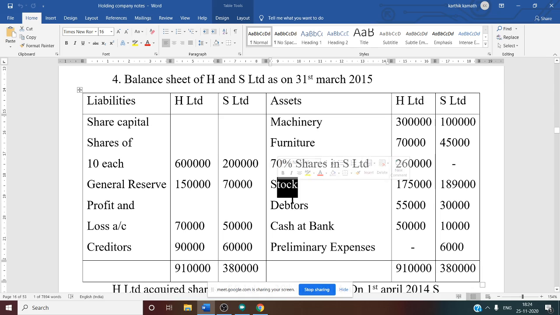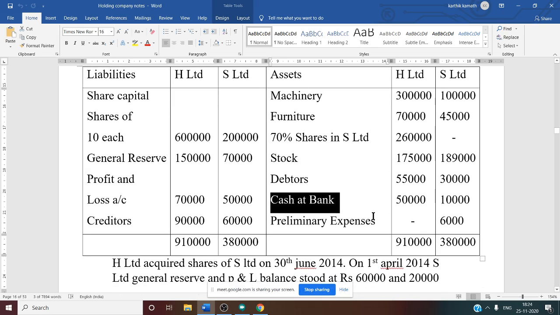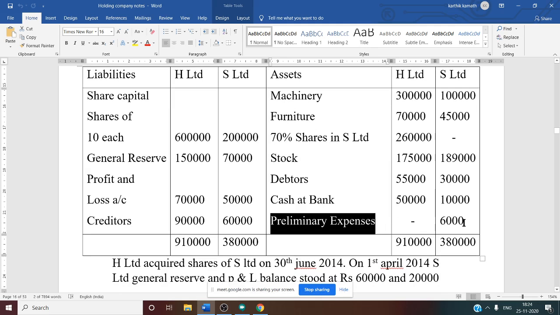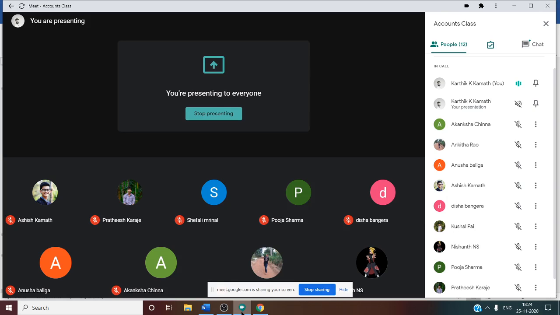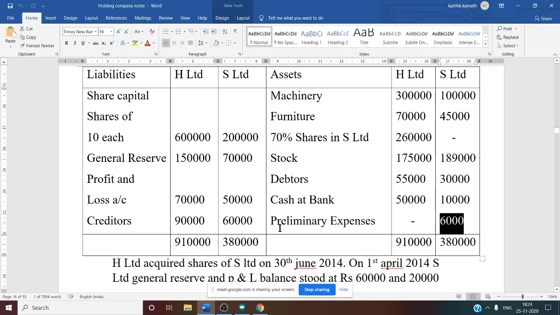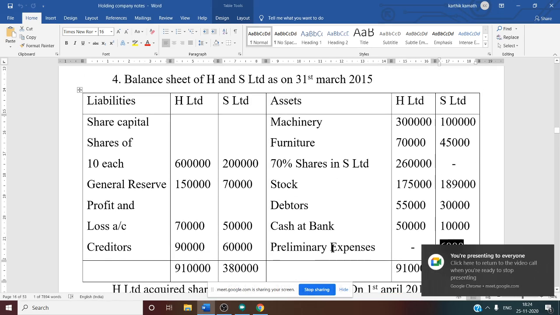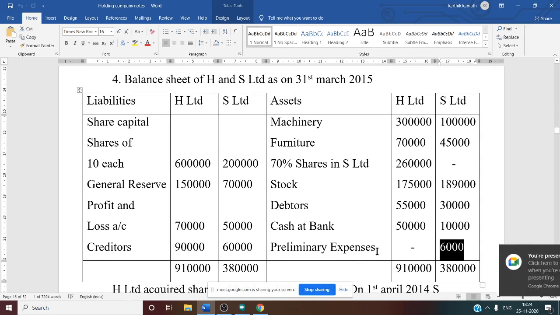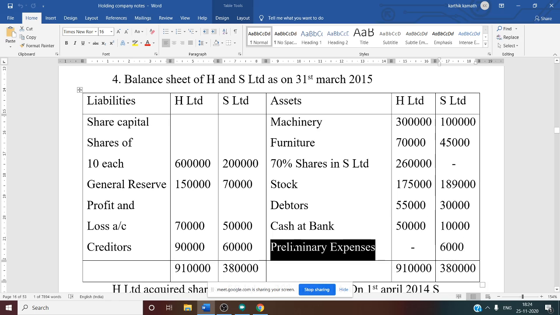Then stock is a current asset, debtors are given, combined you have to write, cash at bank is also mentioned. Then there is a preliminary expense. Like in the previous sum, we have to divide it between minority and majority shareholders. And in minority interest you have to deduct the preliminary expenses because, you know, it is a capital loss.